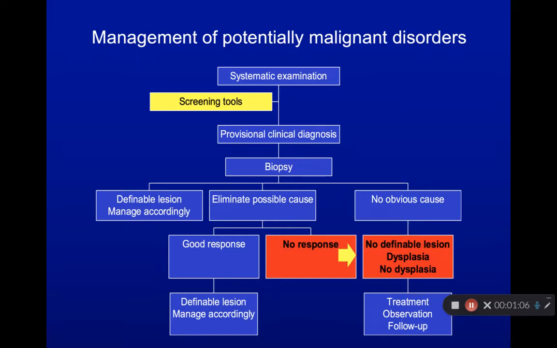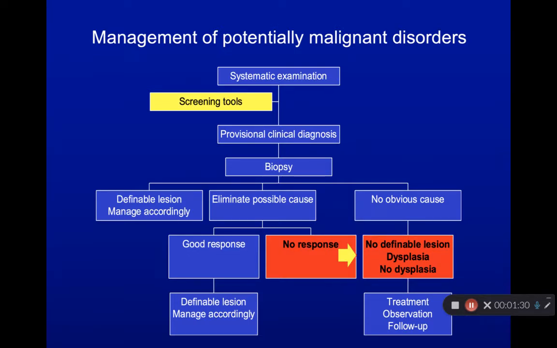You may then use screening tools. I'm going to talk a little bit about what screening tools are available. Many of them are not really routinely available within a primary care setting, although depending on the practice that you work in, you might find that some of them are available. With or without screening tools, the systematic examination along with the history and so on will allow you to come to a provisional clinical diagnosis.